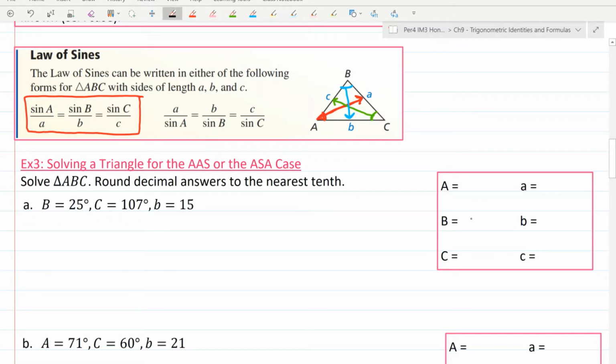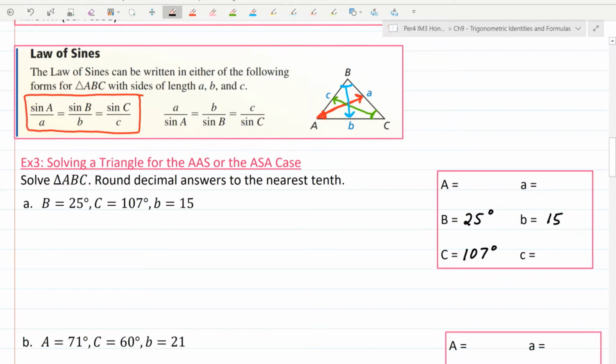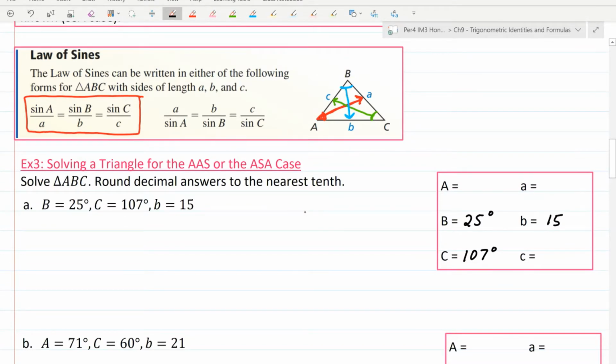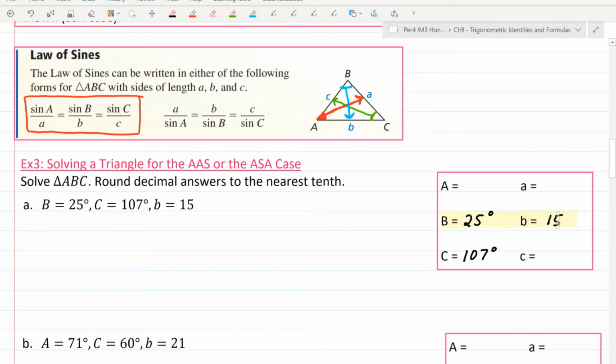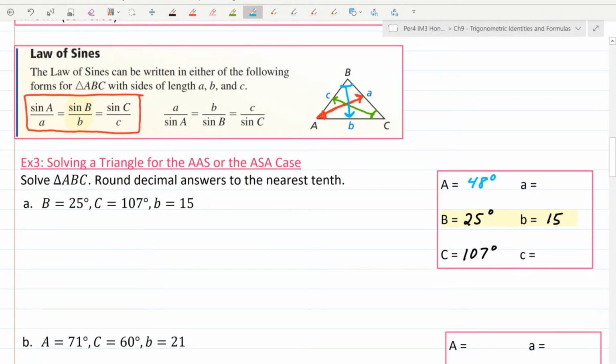So B is 25 degrees, C is 107 degrees, and side b is 15. You can draw the picture if you want; it's not really necessary. Since we know side b and angle B, we're definitely going to use that part of the formula twice. The first thing we're going to do is find angle A by adding 25 and 107 and subtracting from 180. That gives me 48 degrees for angle A.